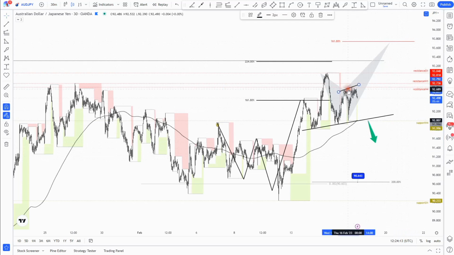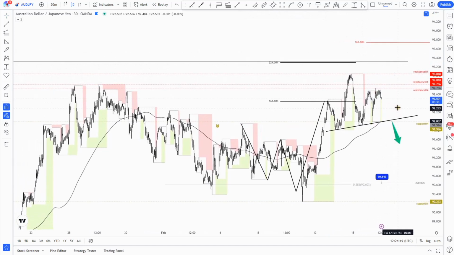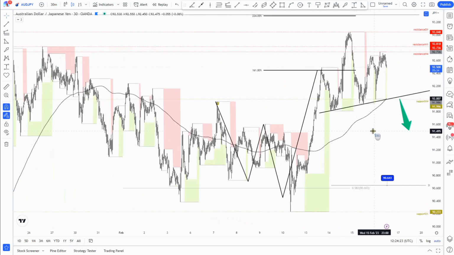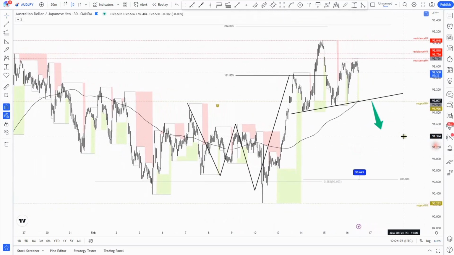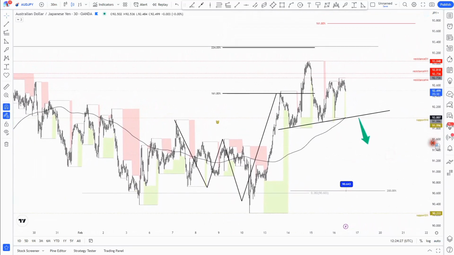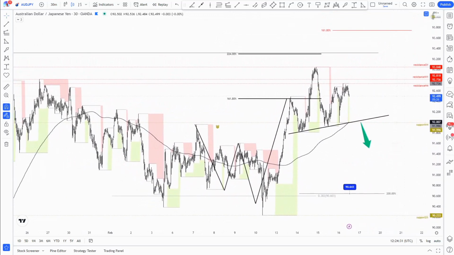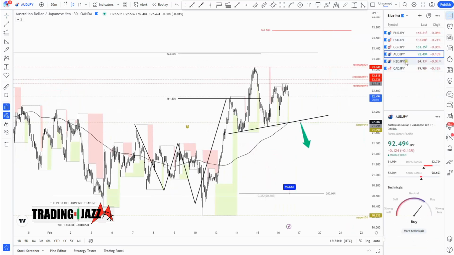Let's not stay more time here. I believe it's a simple process to understand, nothing complicated. Wait for the confirmation, wait for the breakout, or wait for the formation of the patterns, and then think on a reaction. Don't try to anticipate a move, because usually when we try to anticipate, the market will teach you a lesson. So let's move forward.